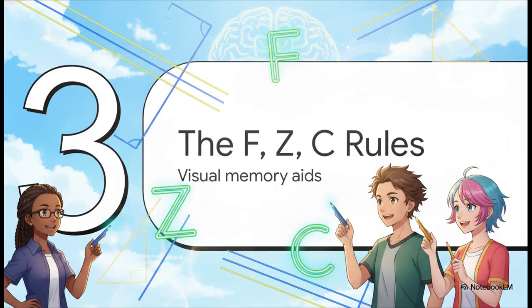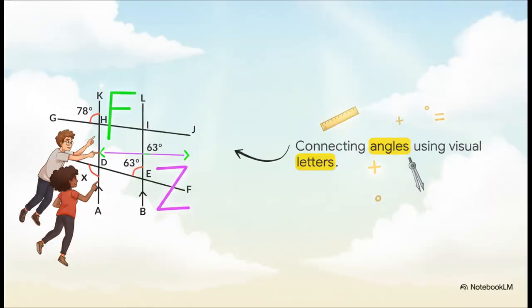Which brings us perfectly to Section 3, the F, Z, and C rules. Now, these are going to be your absolute best friends. They're visual memory aids that'll anchor these slightly abstract mathematical concepts into really simple alphabet shapes that you can just draw in your mind's eye. If you trace an F shape across the parallel lines, you'll find what we mathematically call corresponding angles. They sit in the exact same position at each intersection, nestled right under the arms of the F. You can also trace a Z shape to find alternate angles, tucked directly into the inner opposing corners of the Z. And here is the golden rule for both the F and the Z. Those pairs of angles are always exactly equal to each other.